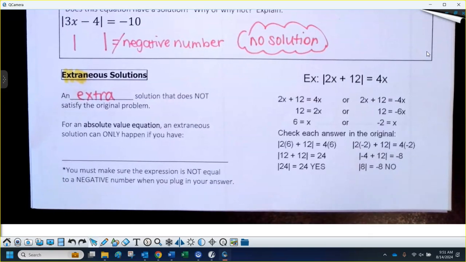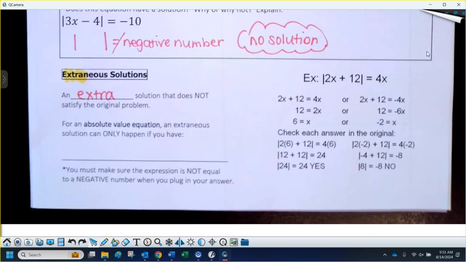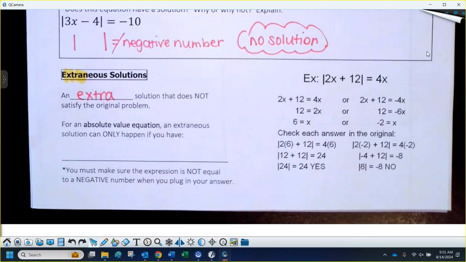Absolute value is one of them, and we'll do the other second semester. It comes with radicals. Occasionally it might come with a quadratic, but we'll get into that later. So an extraneous solution can happen when you did all the algebra right, you didn't do anything wrong, but it doesn't actually work in the original problem. With absolute value, this is the scenario: an absolute value can't be equal to a negative.